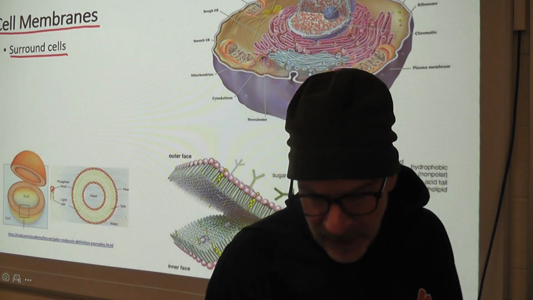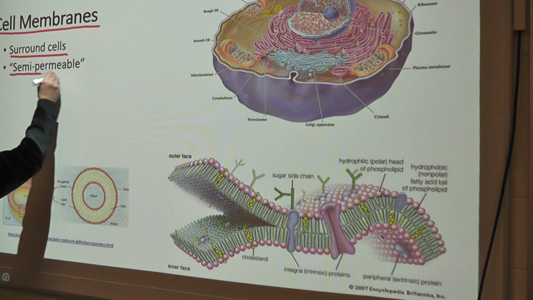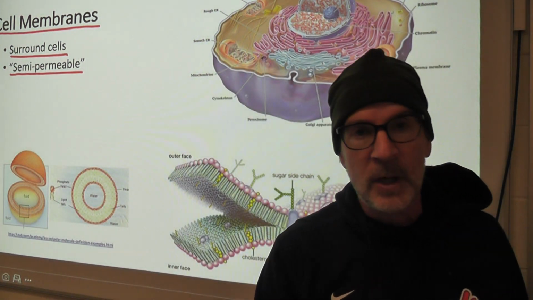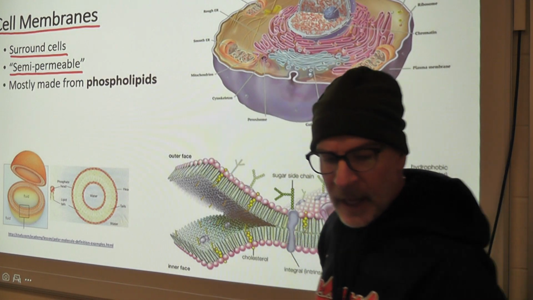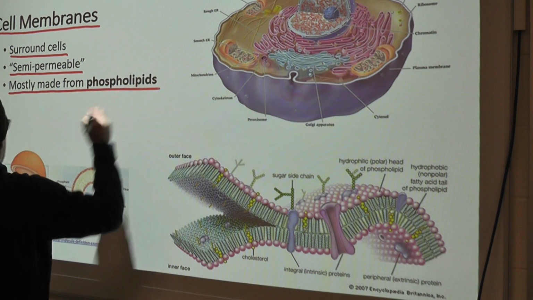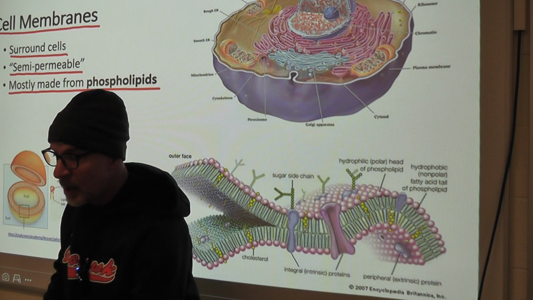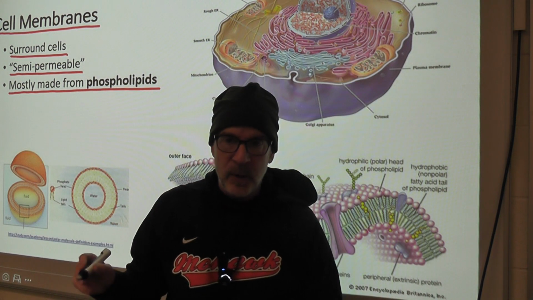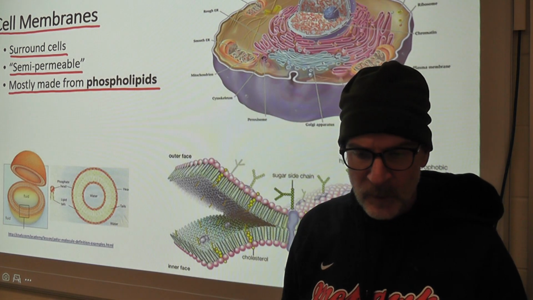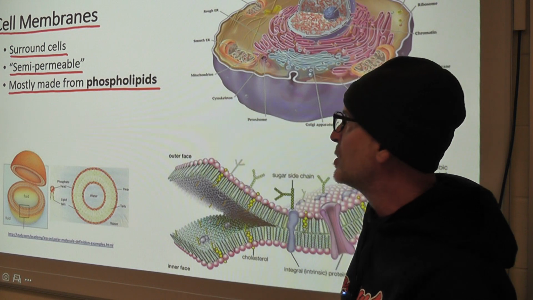All right, so surround cells, they are semi-permeable. Write this down, and if you know what it means, that's great. If you don't, worry not, because we're going to talk about it shortly. They are made from a structure called a phospholipid. And if you know what that is, fantastic. If you don't, worry not, because we're going to talk about it shortly. And I just want to make sure you have it written down so that you have that information, and then when we talk about it later, you'll have it in a couple spots.